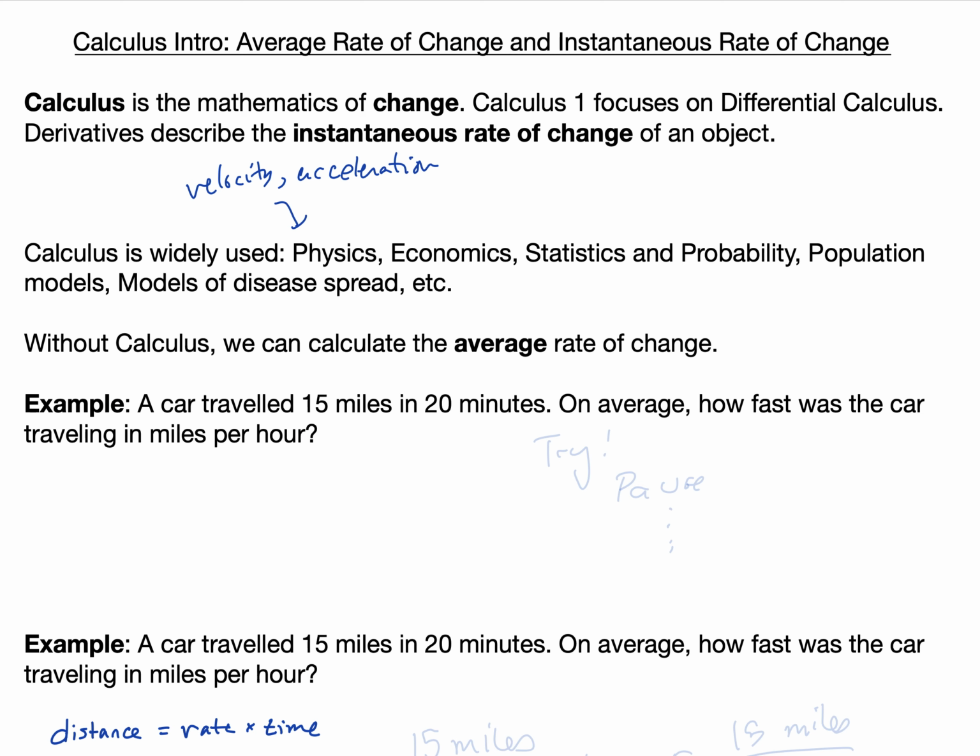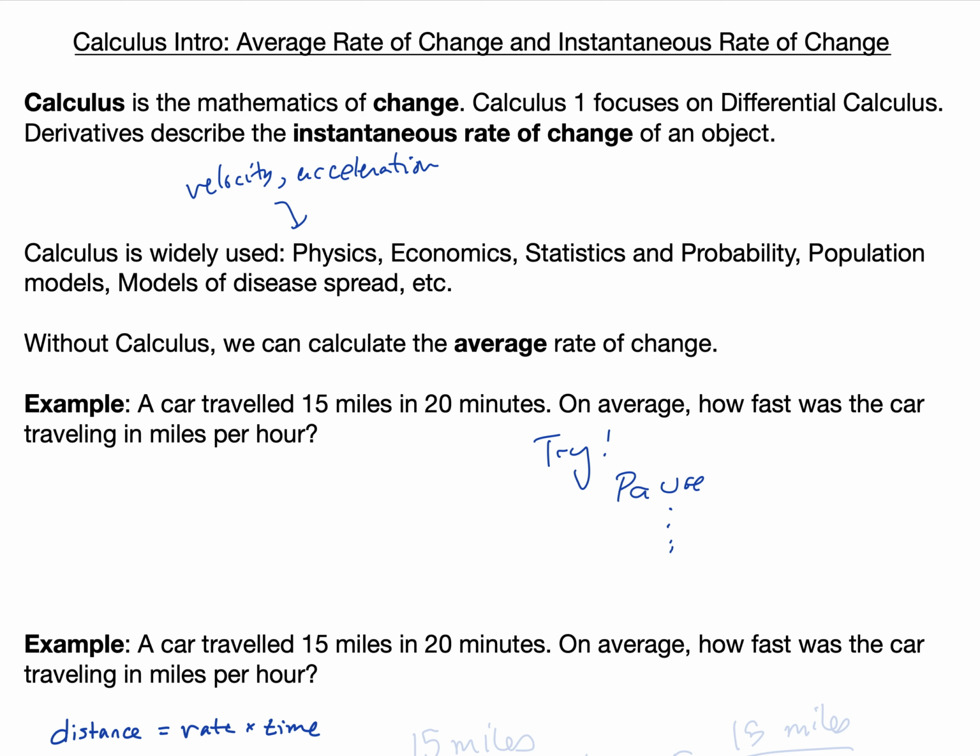So before thinking about calculus, before thinking about the instantaneous rate of change, let's think about the average rate of change of an object. Here's a quick pre-calculus example. A car traveled 15 miles in 20 minutes. On average, how fast was the car traveling in miles per hour? Pause the video and try this yourself in your notes, and then we will talk about it in just a moment.